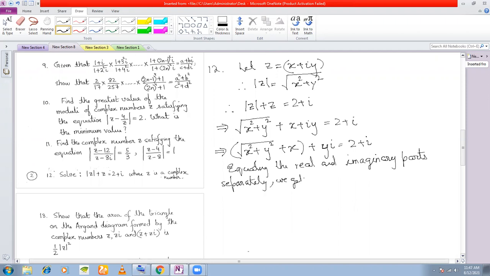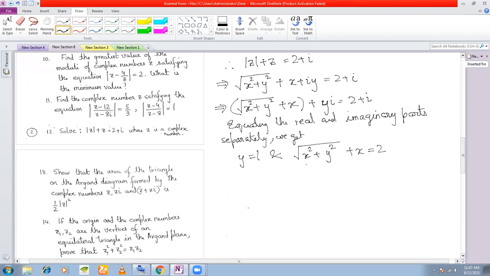We get y = 1, right? If we equate the imaginary parts, and if we equate the real parts, you get √(x² + y²) + x = 2, right? Now, let us call this 1 and let us call this 2. So from 1, put y = 1 in 2.